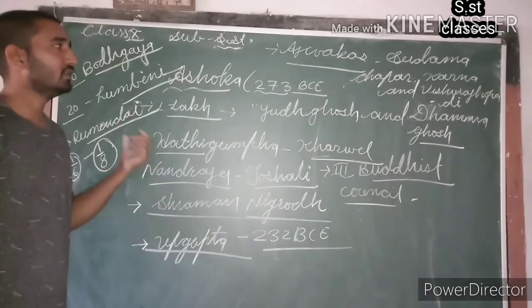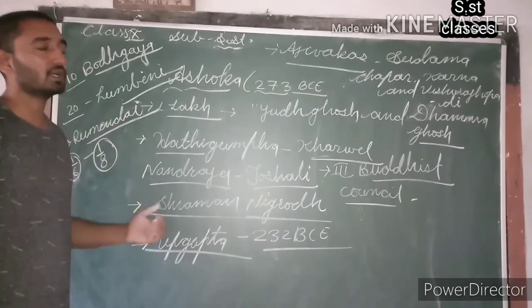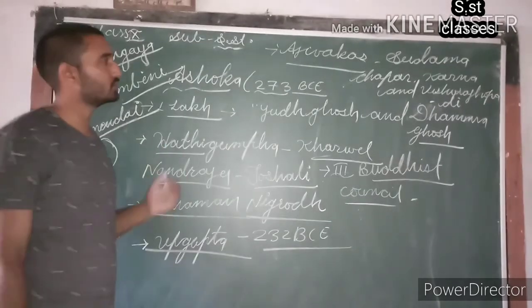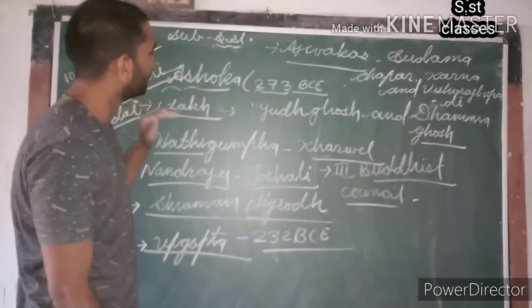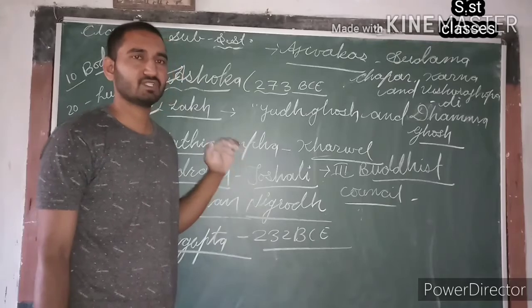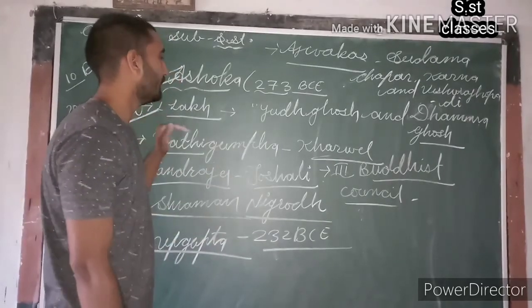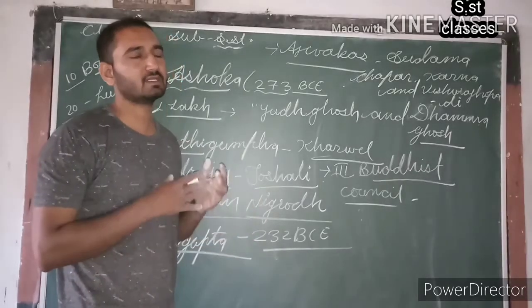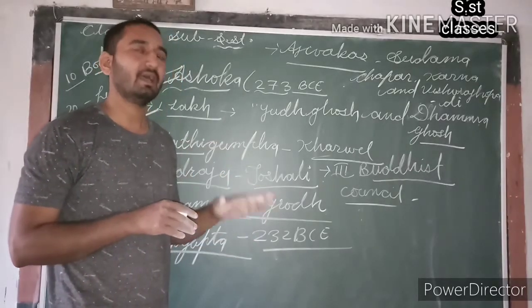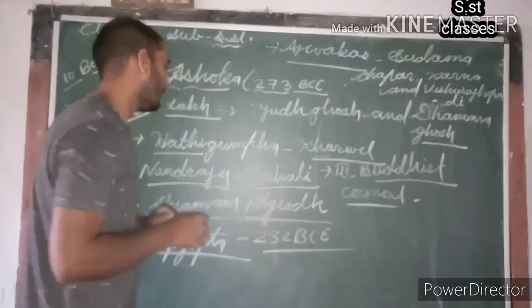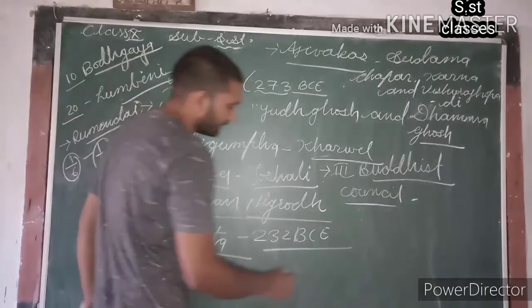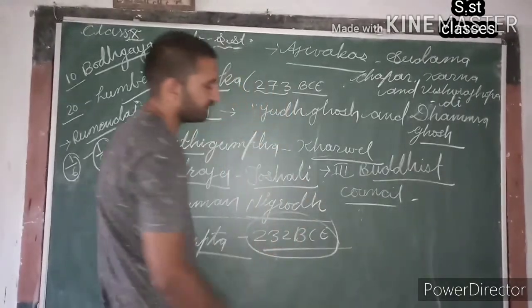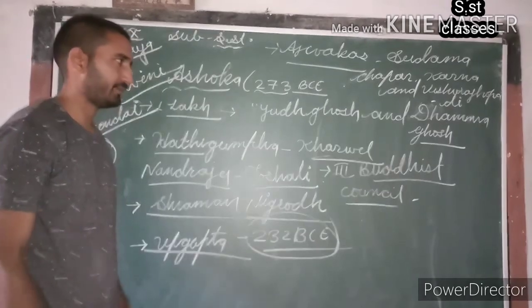Now, in this way, we discussed that Ashoka was the most important ruler of this dynasty who came to power in 273 before Common Era. He became the ruler, or we can say that he was coronated, in 269 before Common Era. Is that clear? Okay. And finally, Ashoka died in 232 before Common Era.